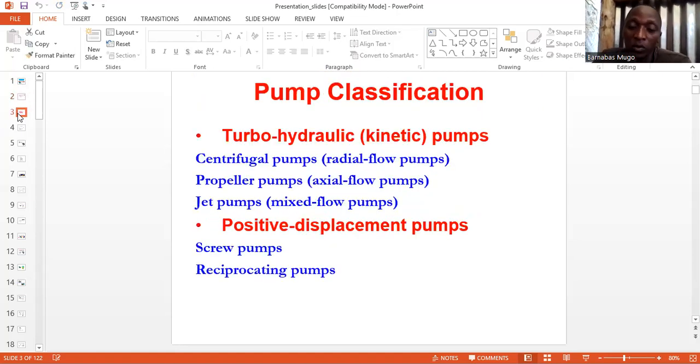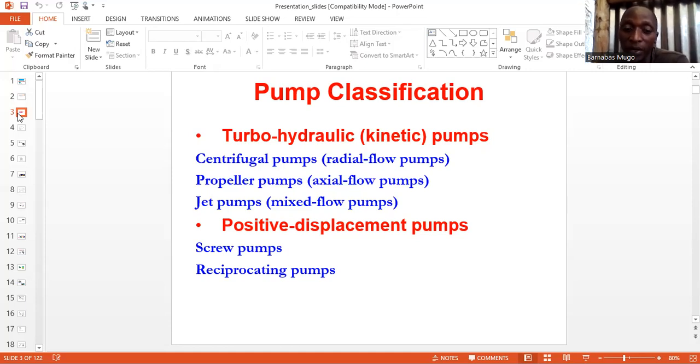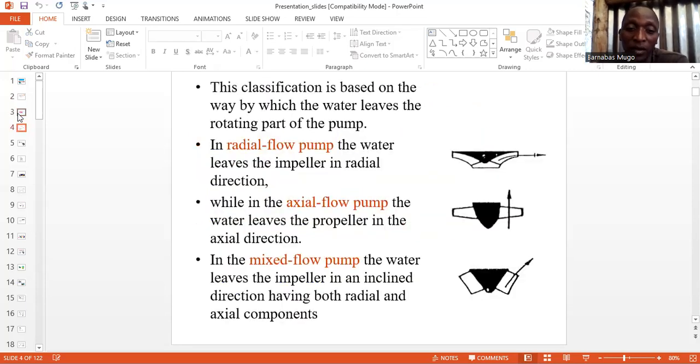Initially, we said that water pumps are classified in two main ways: turbo hydraulic, or kinetic, or rotordynamic pumps, where we talked about the centrifugal pump, the propeller pump and the jet pump. We are also supposed to know that water pumps are classified as positive displacement pumps, and in this case we have the reciprocating pump and the screw pump.